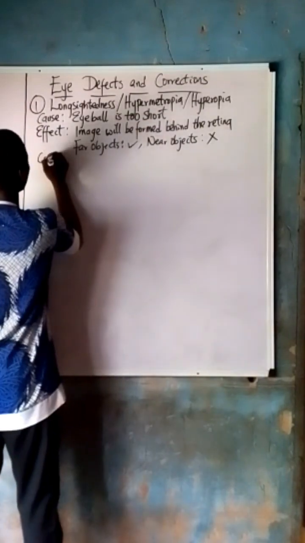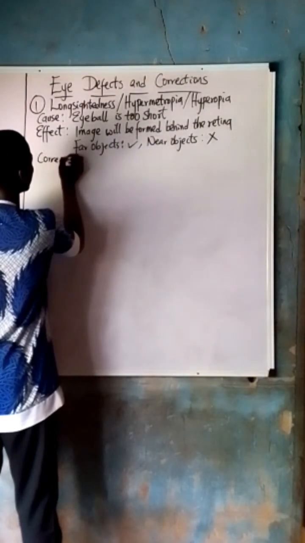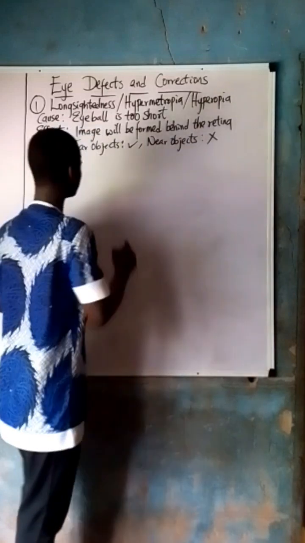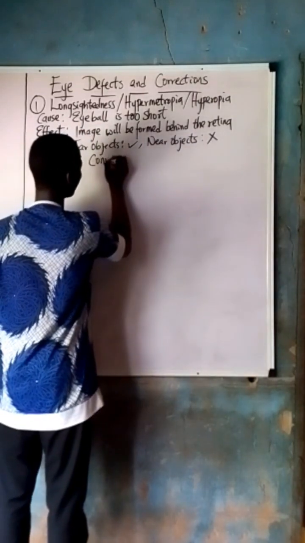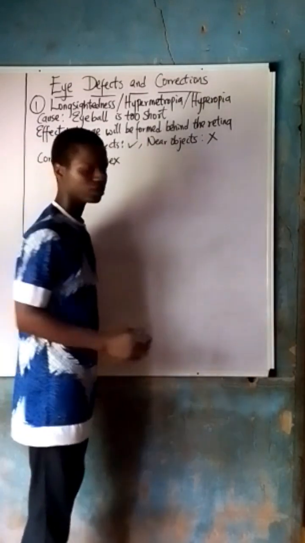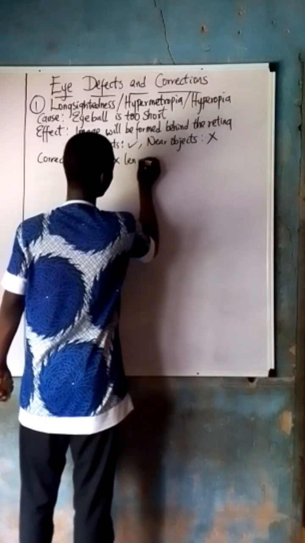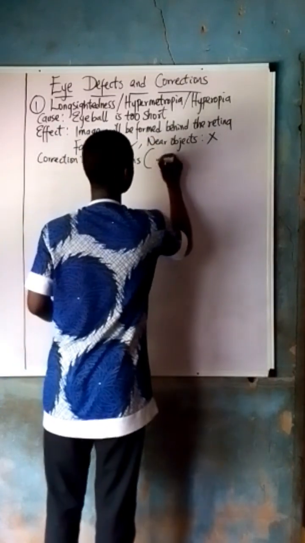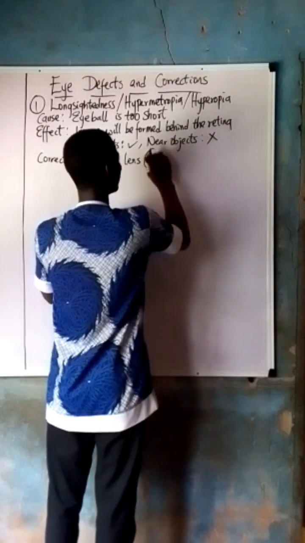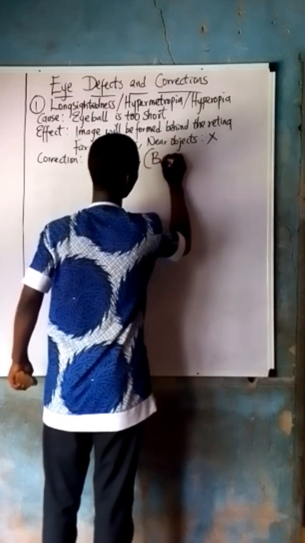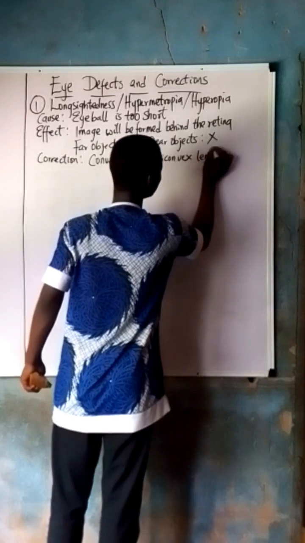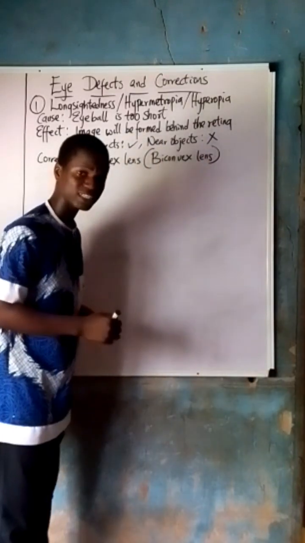Now, what is the correction? What do we use to correct this eye defect? What do we use to correct long-sightedness? Take note, we use convex lens. Now, when they say biconvex lens, they are referring to the same thing, so I'll put it in brackets. Whether they call it convex lens or biconvex lens, we are referring to the same thing. I hope that is clear.